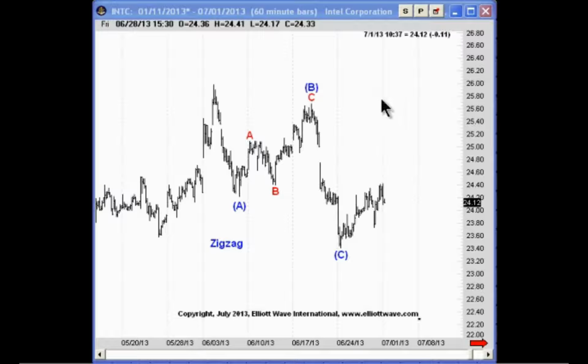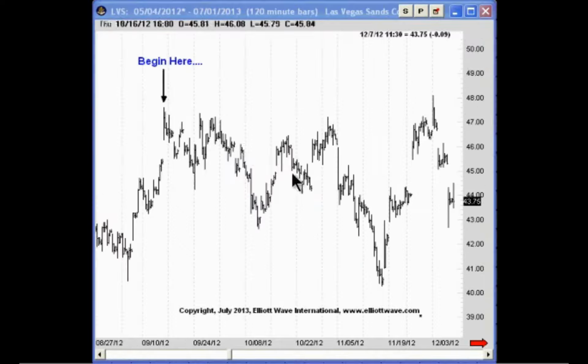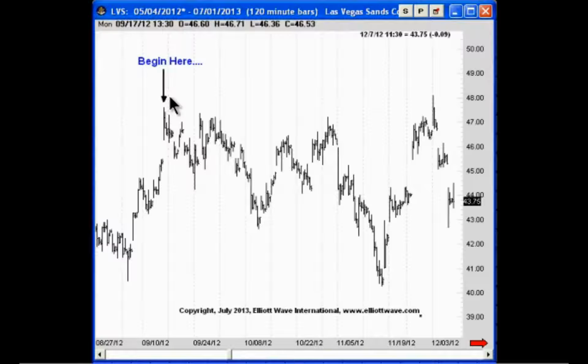Now let's look at another corrective wave pattern. Again, beginning here, I'd like you to actually apply the wave principle to this price action, beginning at this point, moving to the far right.